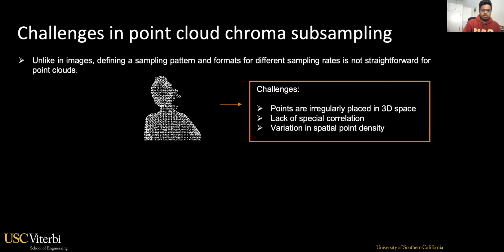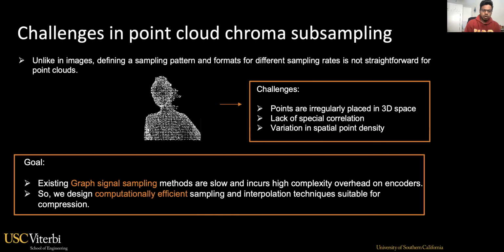However, the main challenges in 3D point clouds are that the points are irregularly placed in 3D space, there is a lack of spatial correlation, and the spatial point density also varies significantly. Because of these challenges, applying chroma subsampling directly from image and video coding methods to 3D is not straightforward. So the main goal of our work is to design computationally efficient sampling and interpolation techniques which are suitable for compression.